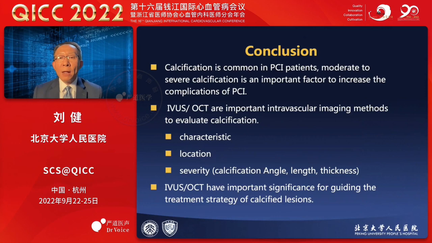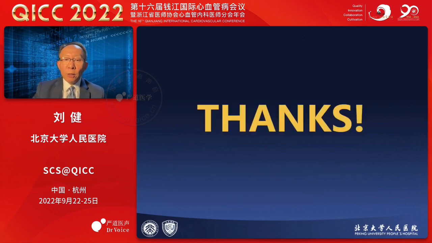So the conclusion is that calcification is common to see. And if you see moderate to severe calcification, this is a poor prognosis. And IVUS or OCT are helpful for us to understand the location, the characteristics, and the severity. So in PCI for the calcified lesion, IVUS and OCT are both very good helpers. They are handy.